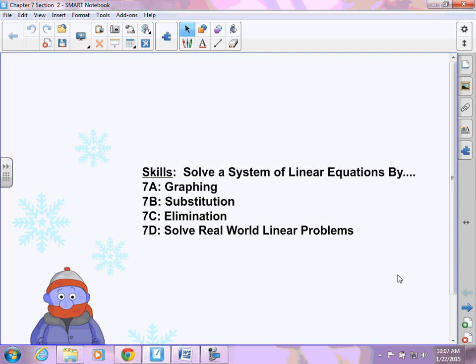Now, when I'm gone from school in a day, what happens? Besides you celebrating, you have a sub, right? So you're taking me out and you're putting in a substitute. That's what substitution is. We take one thing out and we put something else in for that. It's kind of like a puzzle piece. I'm taking one puzzle piece out and I'm putting something else in for it. Okay? So let's take a look at the first problem.